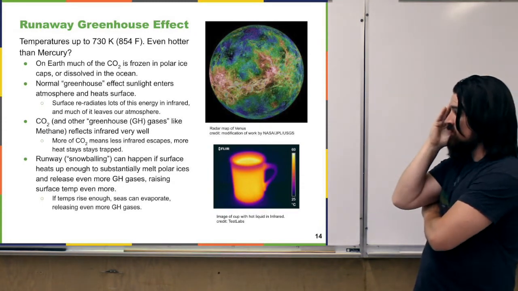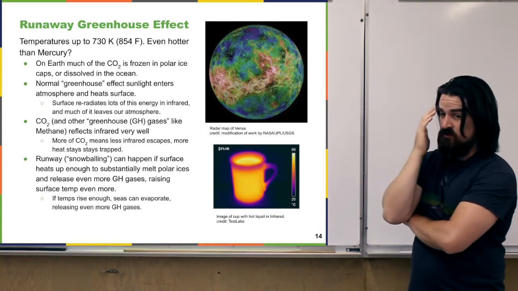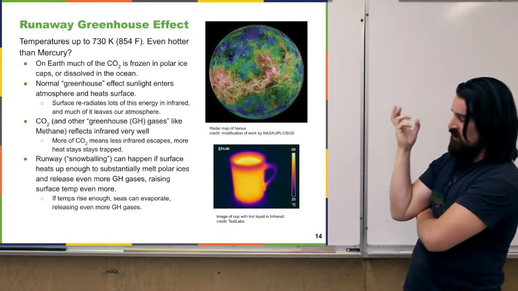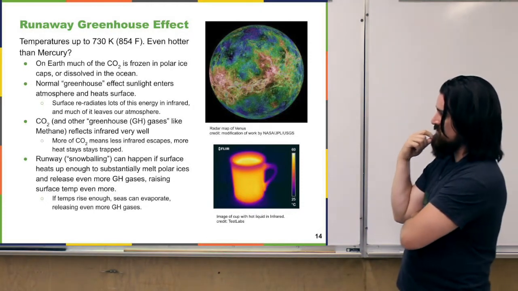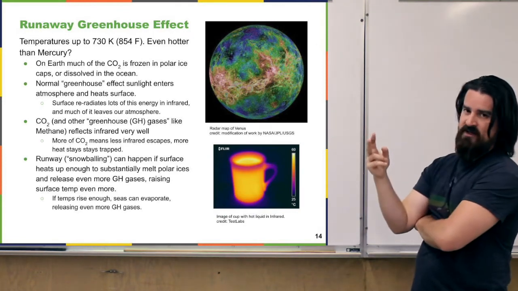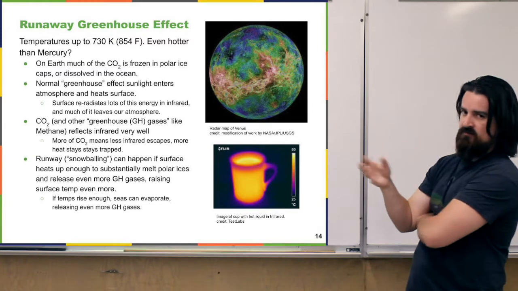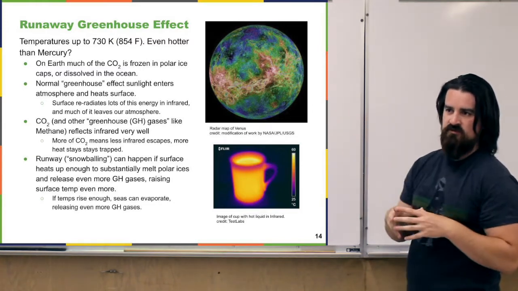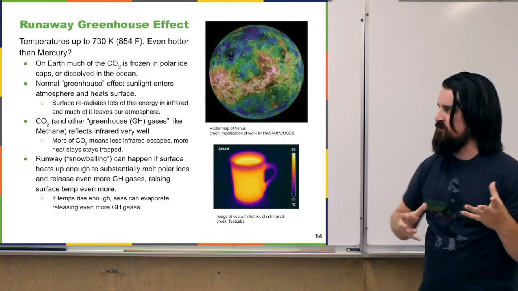So on Earth, currently at least, a lot of the CO2 that we have on this planet is frozen, locked in polar ice caps, or dissolved in our oceans. And there's a normal greenhouse effect that happens all the time, which is part of what keeps planets warmer than they would be without their atmosphere.